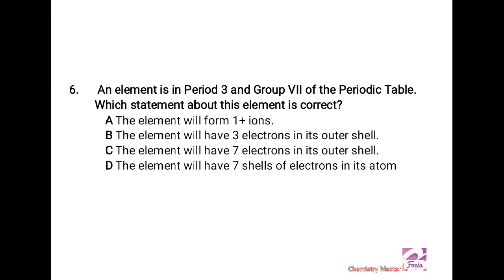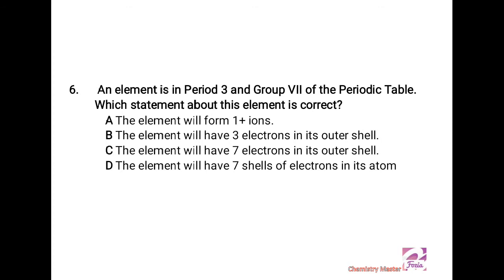Okay, when we go ahead, the 6th MCQ. An element is in period 3 and of group 7 of the periodic table. Which statement about this element is correct? You know, the period number and the group number inform us about so many things about the element.